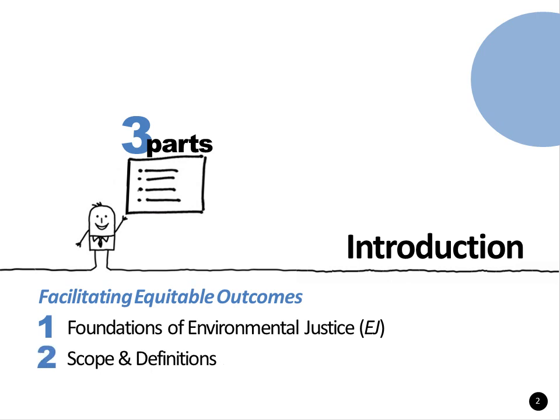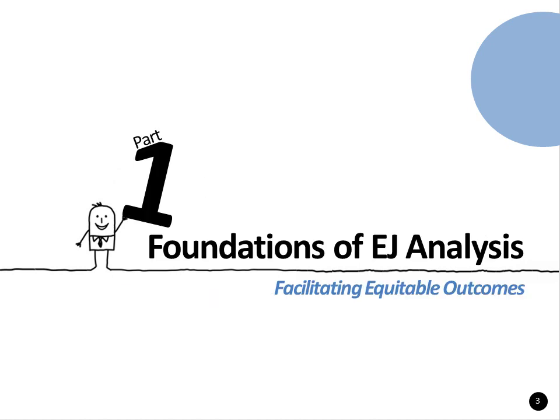In the second part, we'll explore the scope of environmental justice analysis and key definitions that apply. The third part goes into more detail, building on the concepts introduced in part one and part two to illustrate a methodology for conducting a project-level environmental justice analysis that incorporates recent FHWA guidance. Let's get started with the foundations of environmental justice analysis.